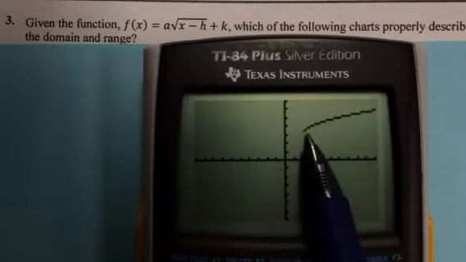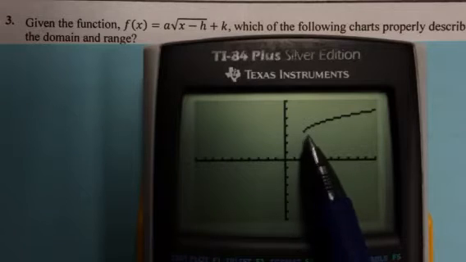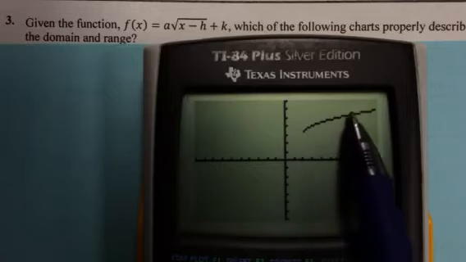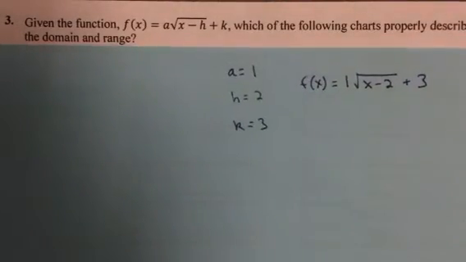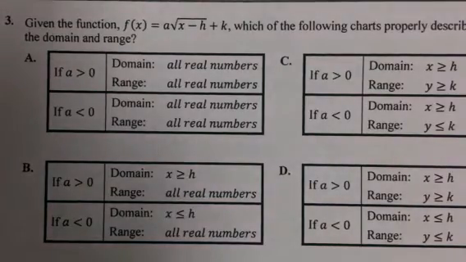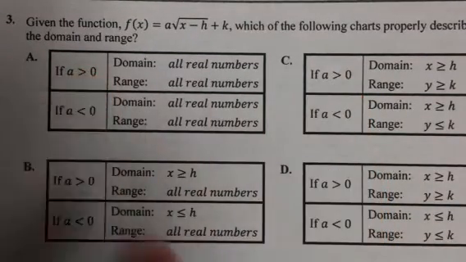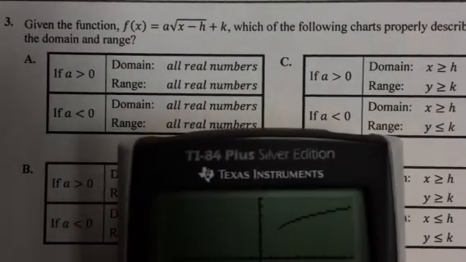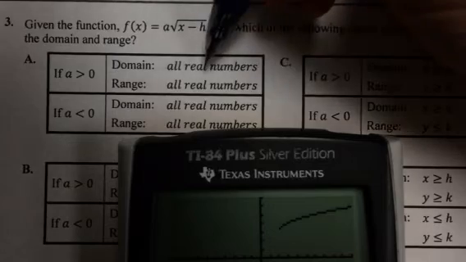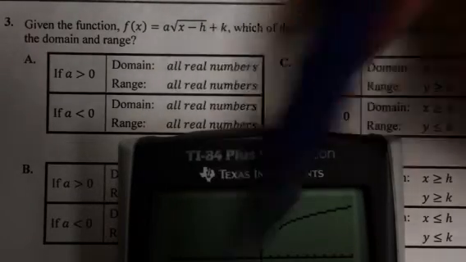So square root function usually starts at 0, 0, and just kind of goes off. It now has shifted to the right by 2 and up by 3. So here's its starting point, and it keeps going bigger and right. So if we were to match up just the domain and range when A is bigger than 0, so right now my A is a positive 1, we can look at the graph. This domain and range is all real numbers, but it doesn't go left and down forever.